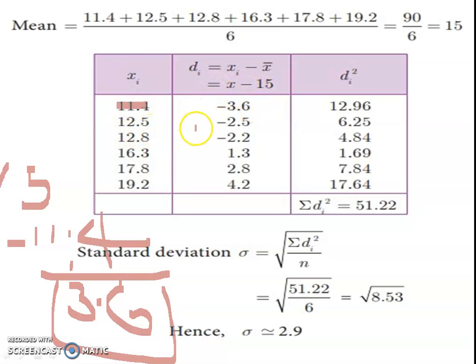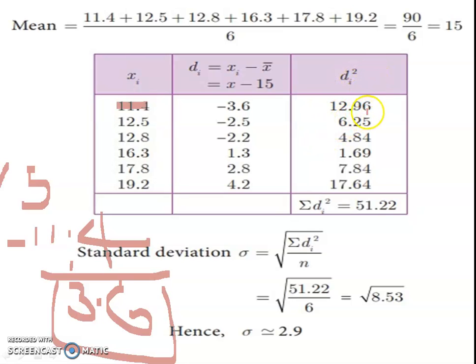Next, 12.5 minus 15 is minus 2.5. 12.8 minus 15 is minus 2.2. 16.3 minus 15 is 1.3. 17.8 minus 15 is 2.8. 19.2 minus 15 is 4.2. That's why we have to cover the x values.